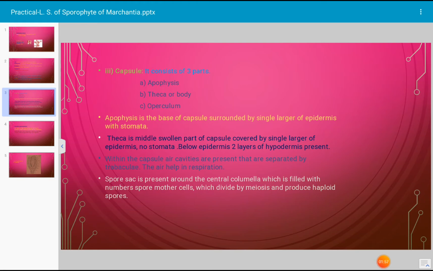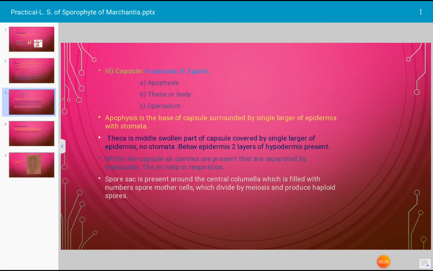The capsule again has three different parts. Number one, apophysis. Number two, theca, which is also known as the body, and the uppermost part, which is known as the operculum. The operculum is a cap-like structure. Let us see all the details. How is the apophysis? The apophysis is the base of the capsule, surrounded by a single layer of epidermis with stomata.